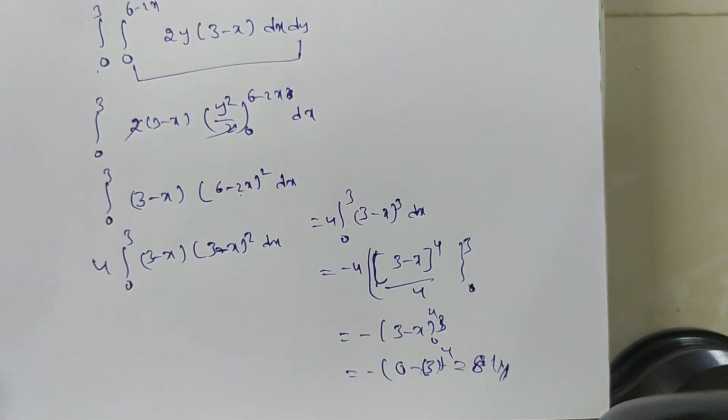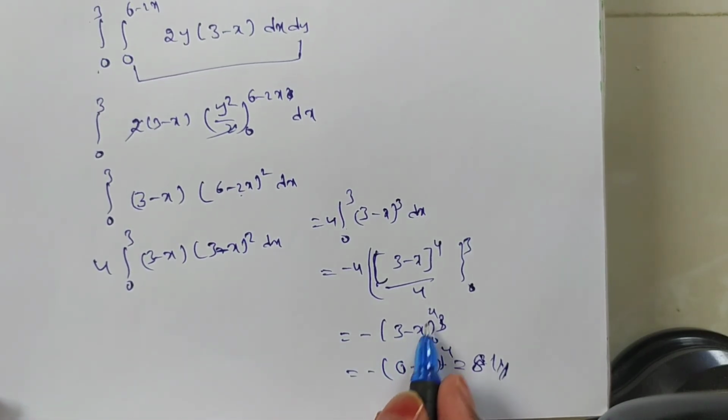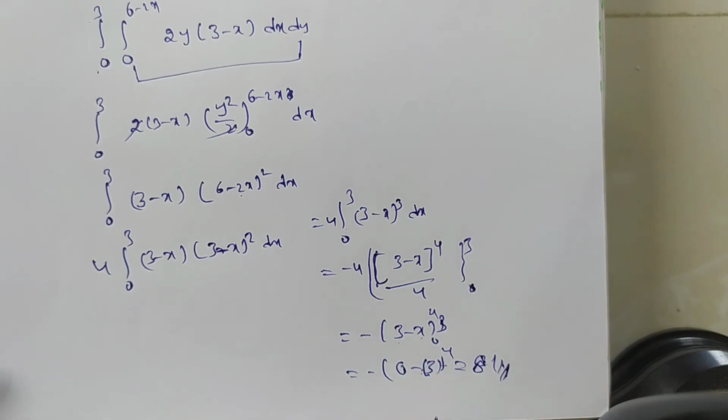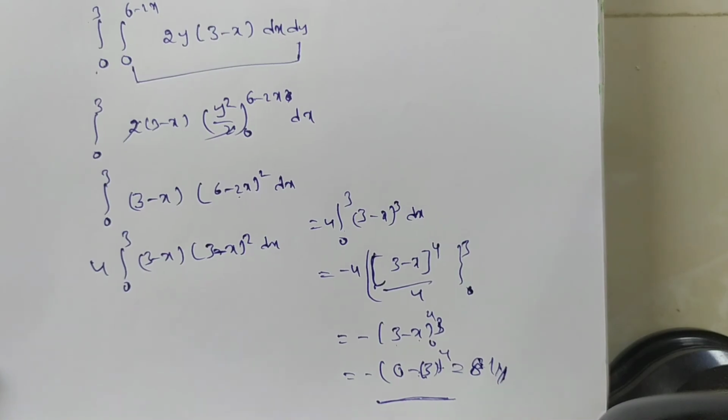Is it clear for everyone? You see what I have done here. First, the upper limit substituted gives 3 minus 3, 0. Minus the lower limit substituted, 0 means 3 to the power 4, 0 minus 81, minus of minus, plus 81. Is it clear for everyone? So like this we have to evaluate the double integral.